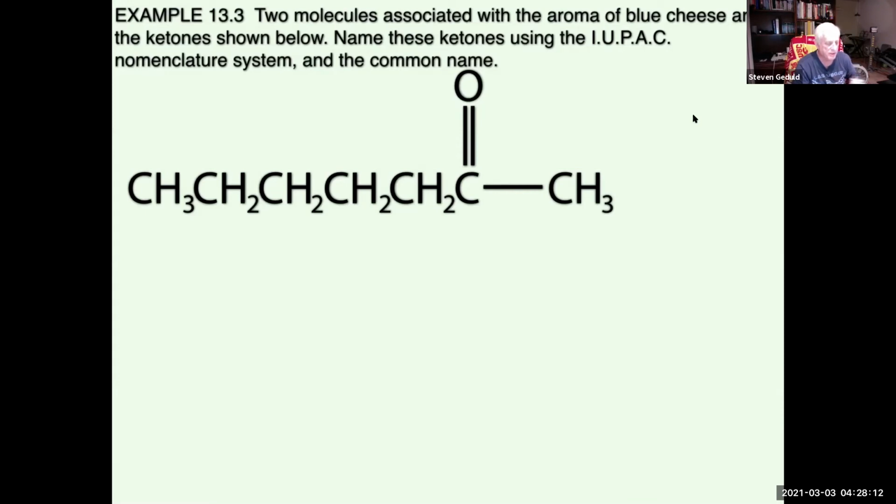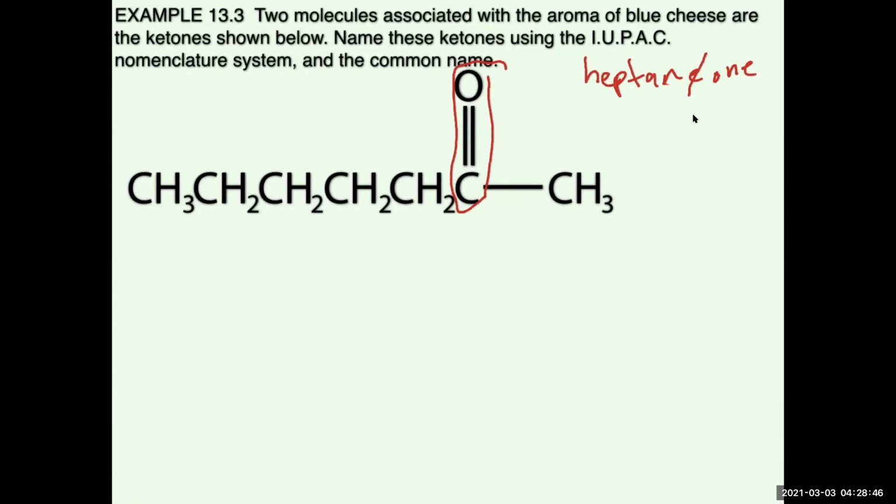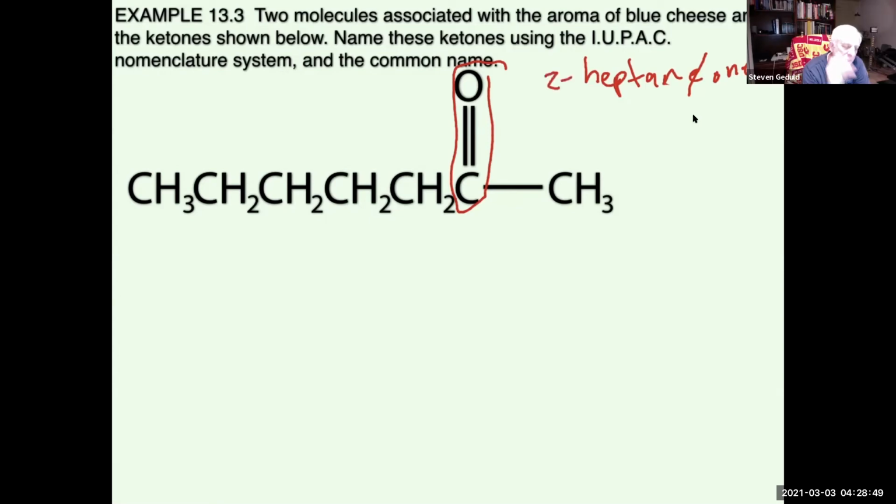Again, how many total carbons in the longest chain, including the carbonyl group? 1, 2, 3, 4, 5, 6. I got 7. 7 is heptane. So let's put heptane. And it is a ketone because a carbonyl group is between 2 carbons. So drop the E, add O-N-E. That's our ketone. And what position is it at? What number is our carbonyl group at? 2. Number 2. So it's 2-heptanone. That's the IUPAC name.